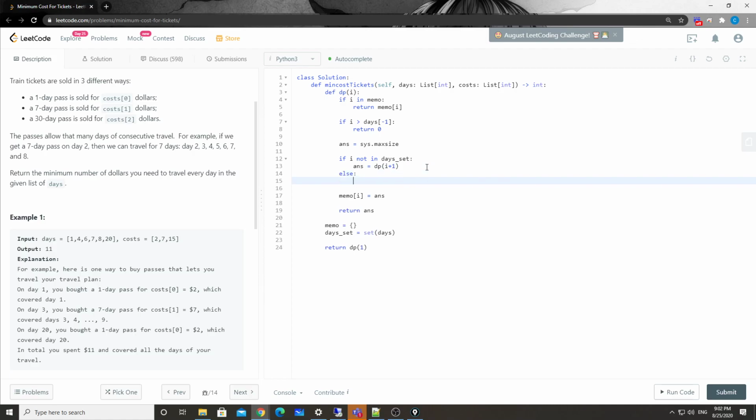Else, right? So if the current day is in the days here, then we know, okay, we got three options here, right? We have a cost 0. If we purchase the daily tickets, then we can travel to the I plus 1 day. Okay, minimum.